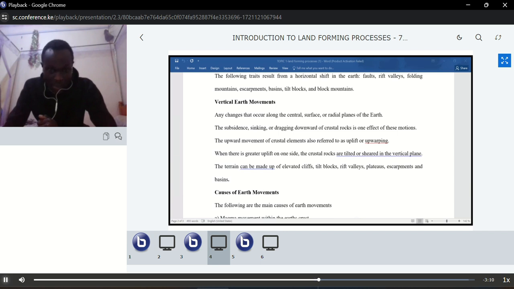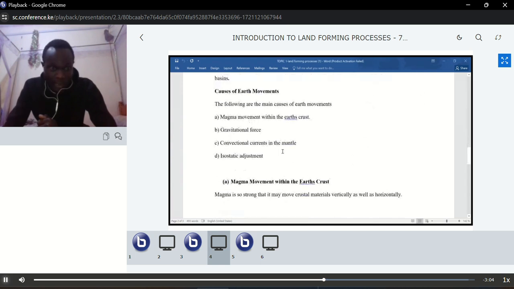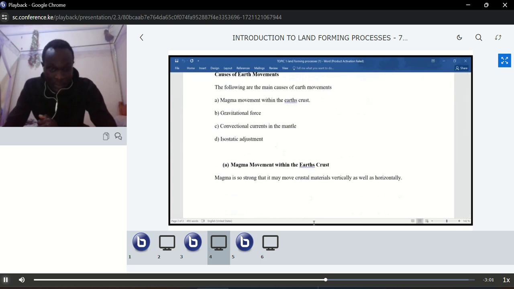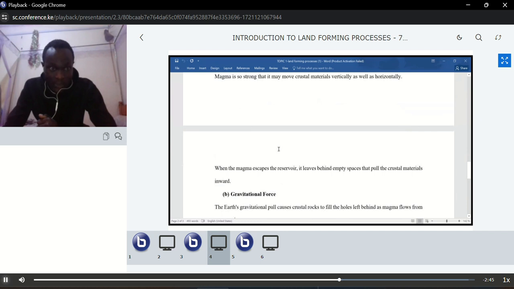We now discuss the causes of Earth movement. The following are the main causes of Earth movement. We have the magma movement within the Earth's crust, gravitational force, convectional currents in the mantle, and isostatic adjustment. We start by discussing the magma movements within the Earth's crust.